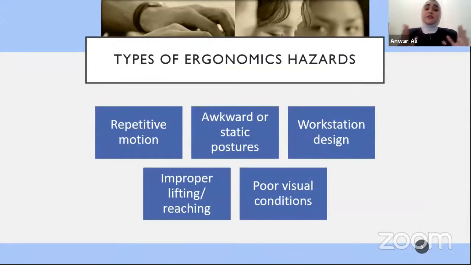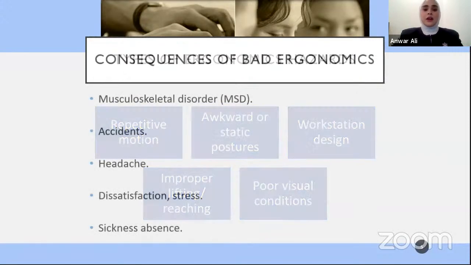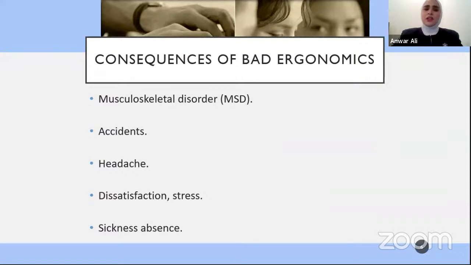There are definitely different types of ergonomic hazards, such as repetitive motions, awkward or static postures. We have the workstation design, which is considered an ergonomic hazard. We have improper lifting and reaching, and we have poor visual conditions. In today's presentation, I'll be covering some of those ergonomic hazards that you may face when working at home. What are the consequences of bad ergonomics? It can mainly lead to musculoskeletal disorders, accidents, headaches, dissatisfaction and stress, and may lead to increased sickness absence.